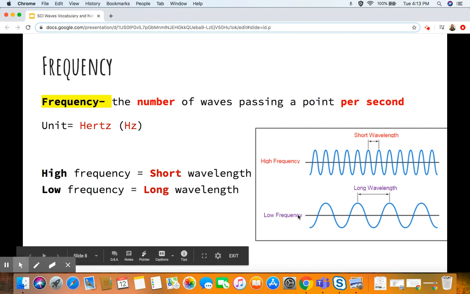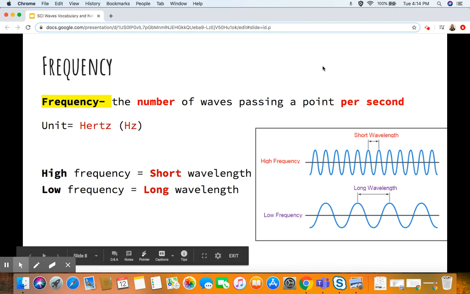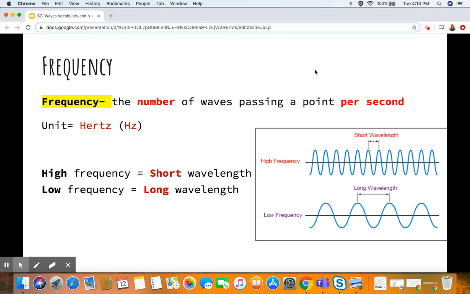So for our low frequency here, if we're going from crest to crest, this distance is much longer than the one up here. It's probably almost 3 times longer. So our frequency is much lower. Maybe here we can only get from here to here in 1 second, or here maybe we get from here to there in 0.2 seconds, right? So think about high frequency and low frequency as how many waves are passing per second.